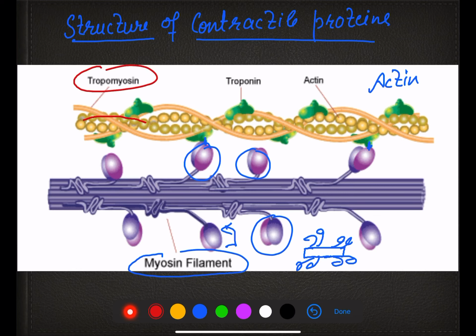tropomyosin. Then there are these sites, these are the pockets on which the globular head has to attach. These are the pockets on which the globular head has to bind. But who is sitting here in the resting stage? Troponin. Which protein comes and sits here blocking it? Troponin. Troponin and tropomyosin together block the active sites for the myosin on the actin filament. Is it clear? This much is.